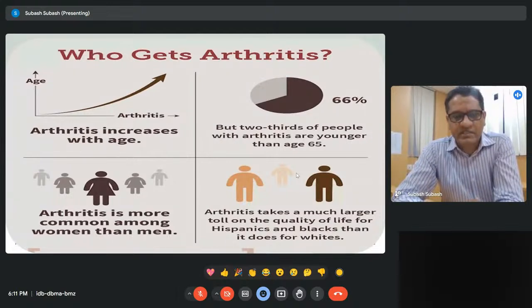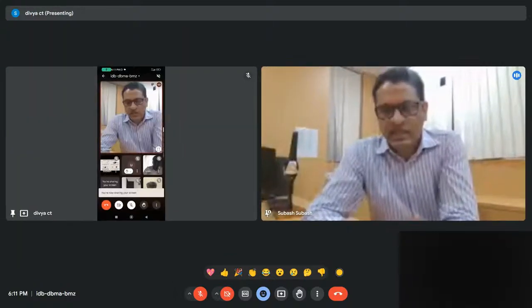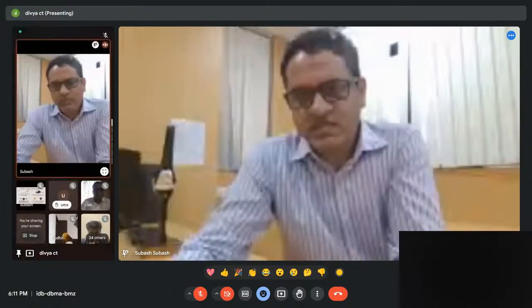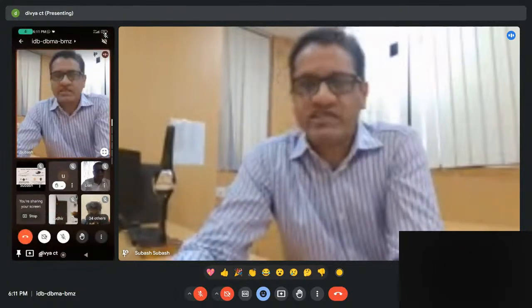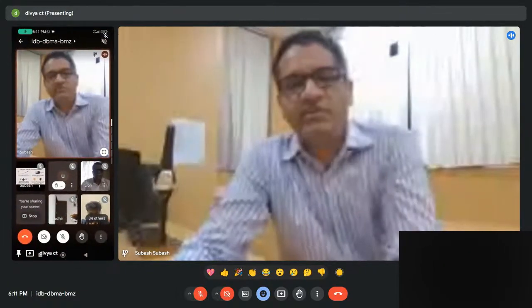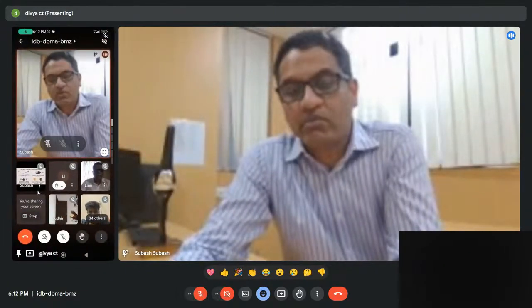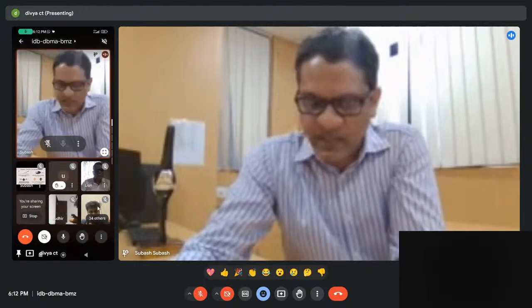As clearly depicted in this picture, who gets arthritis? With age increasing, the majority have it. Most of the people are above 50. Above 65, they predominantly have arthritis. That is 66% of the population at age 65 in Indian demographics. Arthritis is more common in women than men.